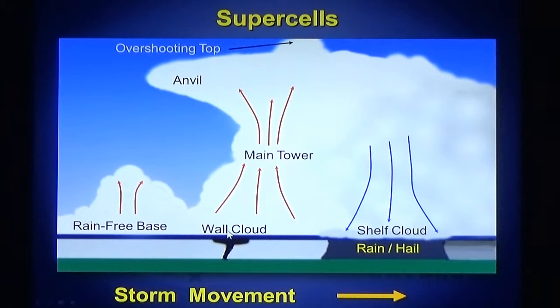That makes an extension of this rain-free base, a lowering of the rain-free base into the wall cloud. Again, the wall cloud marks where the air is flowing in and up into the thunderstorm. Wall cloud, in and up. Shelf cloud, down and out.